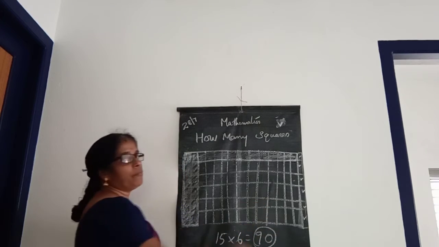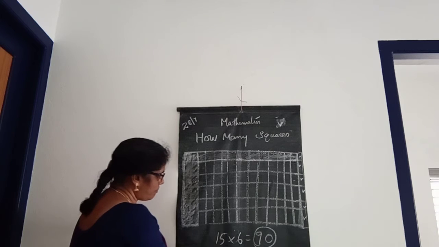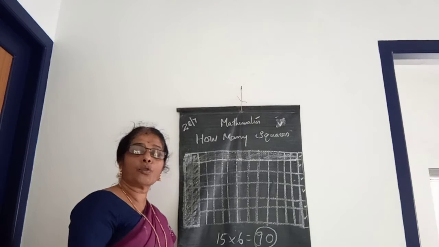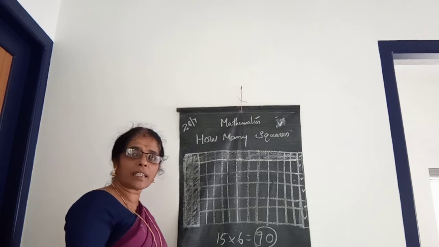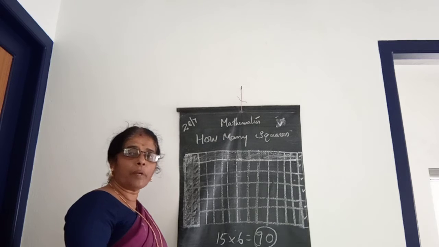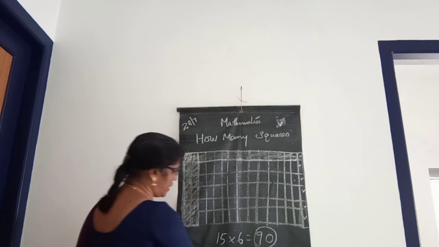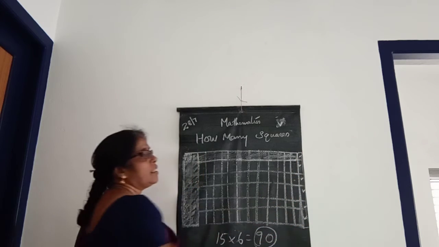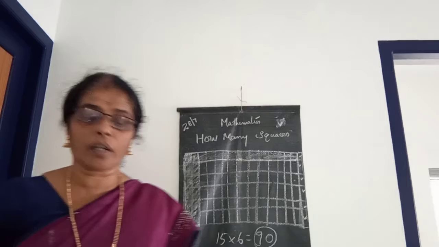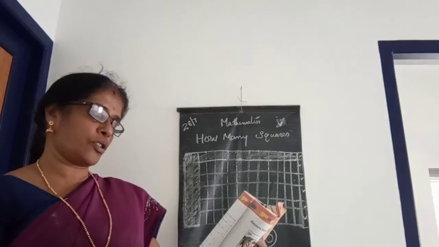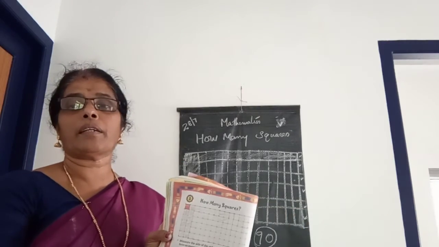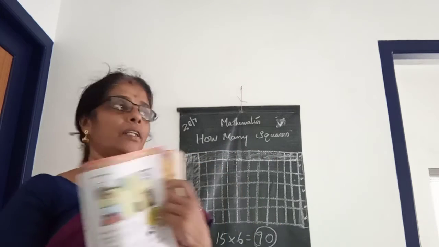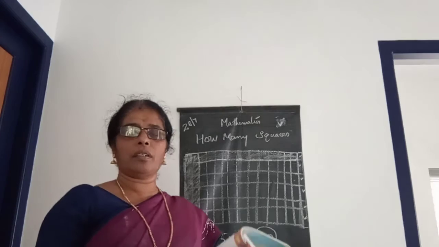90 squares are already there. And we will get 7 rectangles by using 12 squares. Then 7 into 12, that is 84, isn't it? 90 minus 84 is 6. 1, 2, 3, 4, 5, 6 squares remaining. Okay. So the question: how many rectangles could you make, children? 7. Then you can write the 7 rectangles in the textbook.